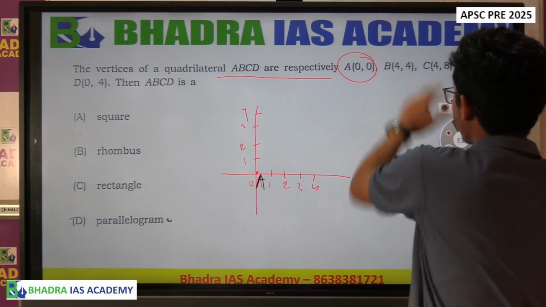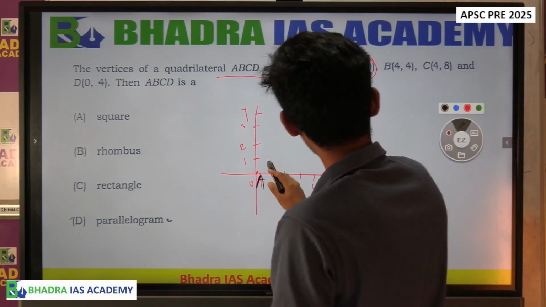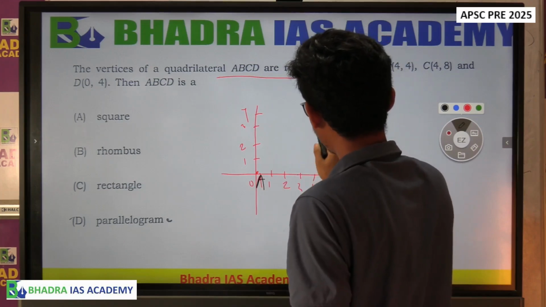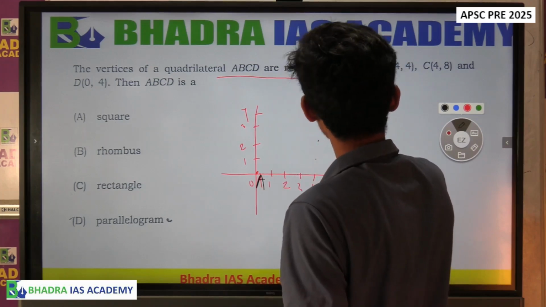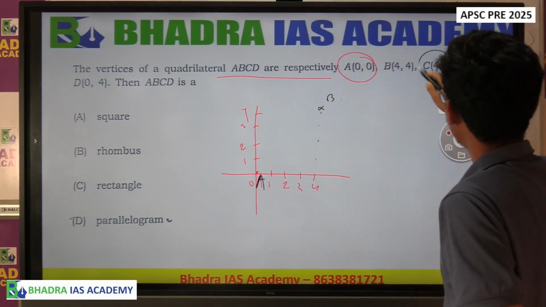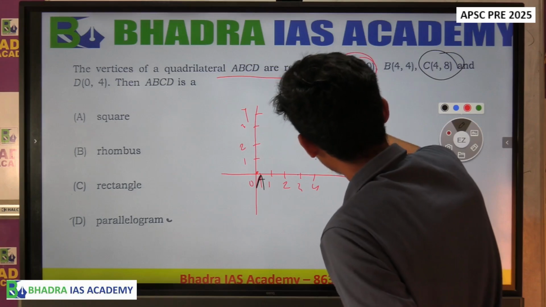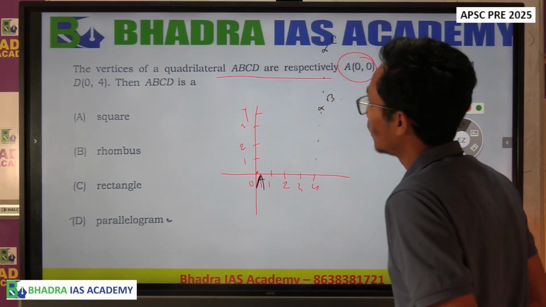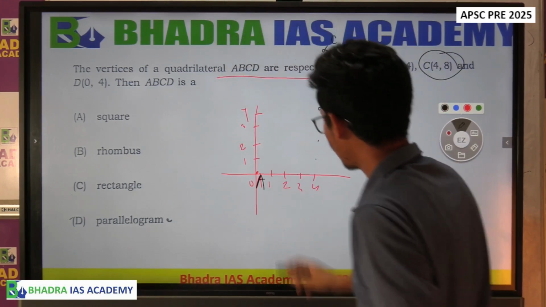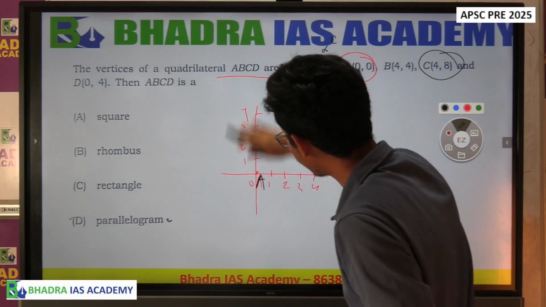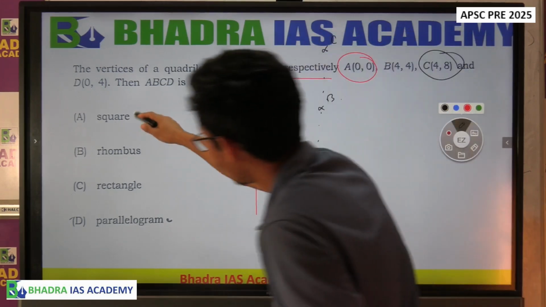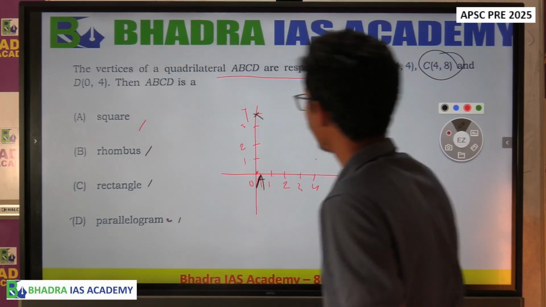Now B point to koise 4 4, so 4 mane epine 4 epine 4, so 1 2 3 4, 1 2 3 4, yate hobo B point. C point to koise 4 8, so this is yar loge 4 hole 5 6 7 8 yate hobo C point, and D point to koise 0 4, that means 0 etu side 0 thakibo etu side 4 jabo yar. So yate ABCD to ki hoy dise square hoy na rhombus hoy na rectangle hoy na parallelogram hoy.